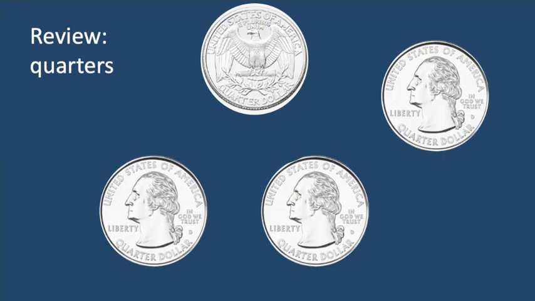Our last coin for review today is the quarter. It tells us on the front. The tail side sometimes looks like this, but the quarter can have many different designs on the back. The quarter is worth 25 cents. It takes 4 quarters to make $1.